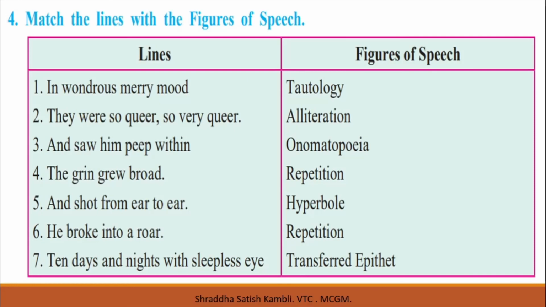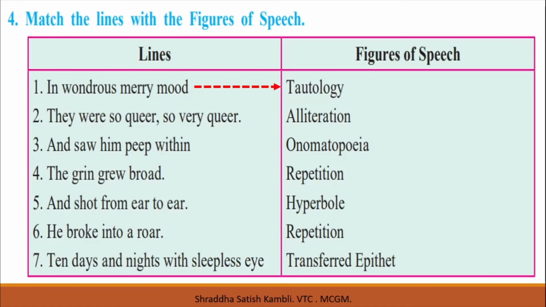So in wondrous, merry mood. So wondrous and merry, they have the same meaning. So when I'm saying wondrous also it means happy. When I'm saying merry also it means happy. So the poet has used two words to describe the same thing in a line. So it is an example of tautology.